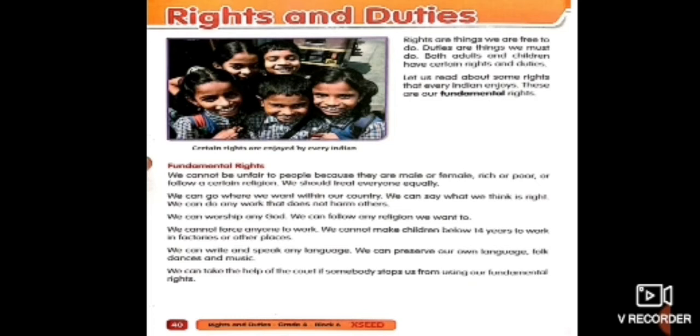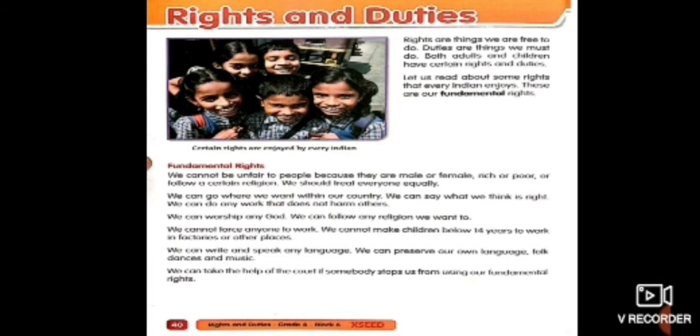Clear? Now the next is given. We can write and speak any language. We can preserve our own language, folk dances and music. Students, we have a right that we can speak any language that we want. It means that we can write and speak any language that we want. Now the last thing is given.